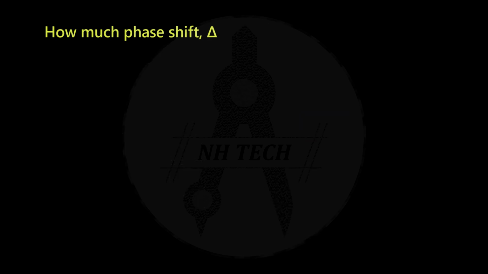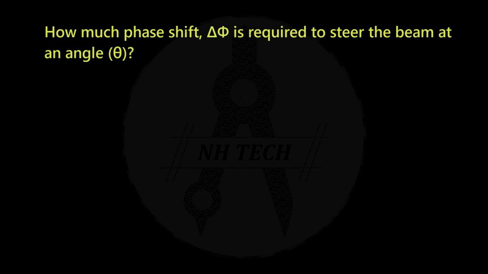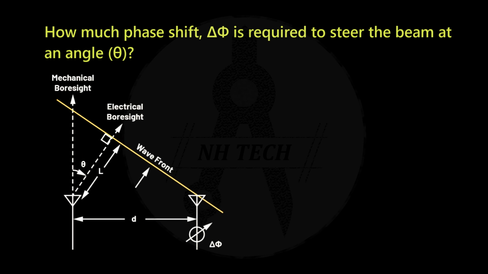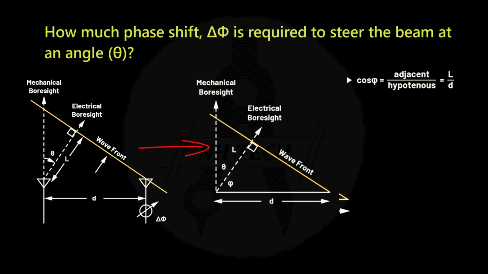An important question still remains. How much phase shift is required to steer the beam at an angle theta? To answer this, we first calculate the extra distance that the wave must travel to reach the second antenna element. If the antenna elements are separated by a distance d, and the incoming wave arrives at an angle theta, the extra path length is simply the projection of the antenna spacing onto the direction of propagation. From simple trigonometry, the extra path length is L equals d sine theta.